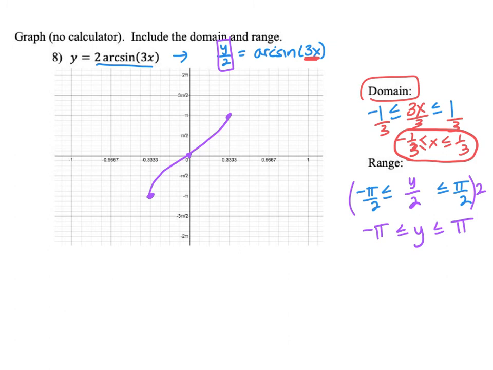Okay, is this what you got? Instead of having negative pi over 2, negative 1, negative pi over 2, we have negative 1/3 and negative pi, and then it goes through 0, 0. Instead of having 1 and pi over 2, it is now 1/3 and pi. So this is what you should have. So again, look at what we did here with these values to find our domain and range, and look how much easier that was to then graph with those transformations.